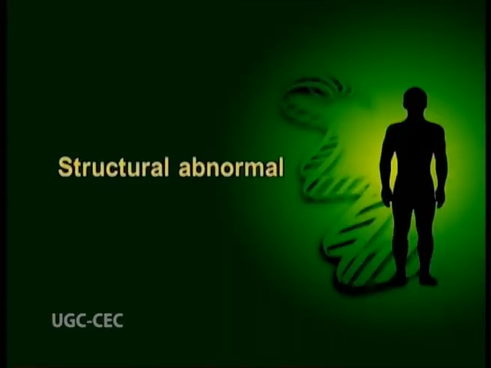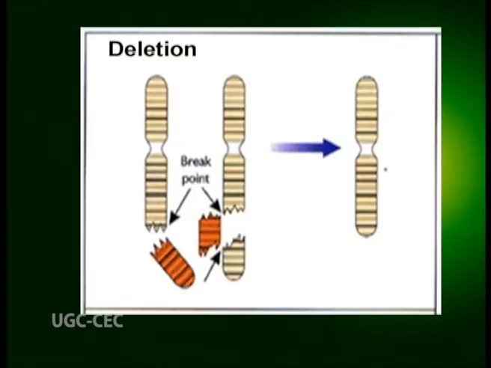We have seen the numerical abnormalities, where the number of chromosomes changes, which causes various abnormalities and diseases. So, now let us see about the structural abnormalities. There are several classifications of structural abnormalities. One is called deletion, where a part of the chromosome will break and go away.